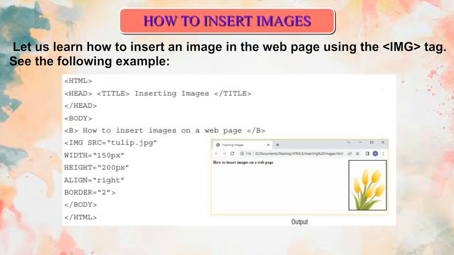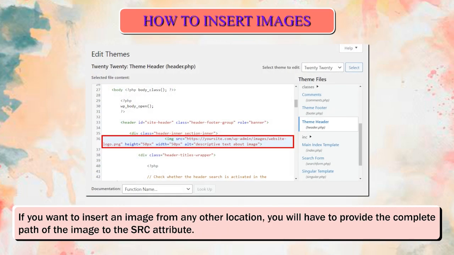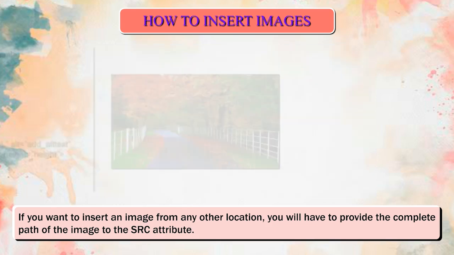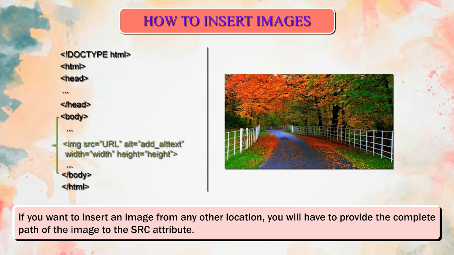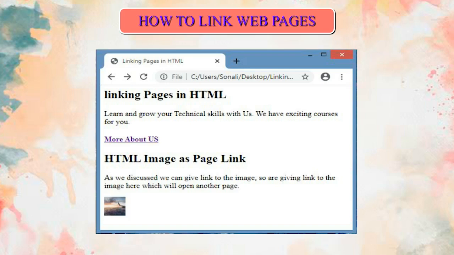Let us learn how to insert an image in the web page using the img tag. See the following example. You should remember that an image which you want to insert in the web page must be saved at the same location where you have saved your HTML file. If you want to insert an image from any other location, you will have to provide the complete path of the image to the src attribute. For example, if your image is saved in the E drive of your computer, then the path of the image will be e/tulip.jpg.